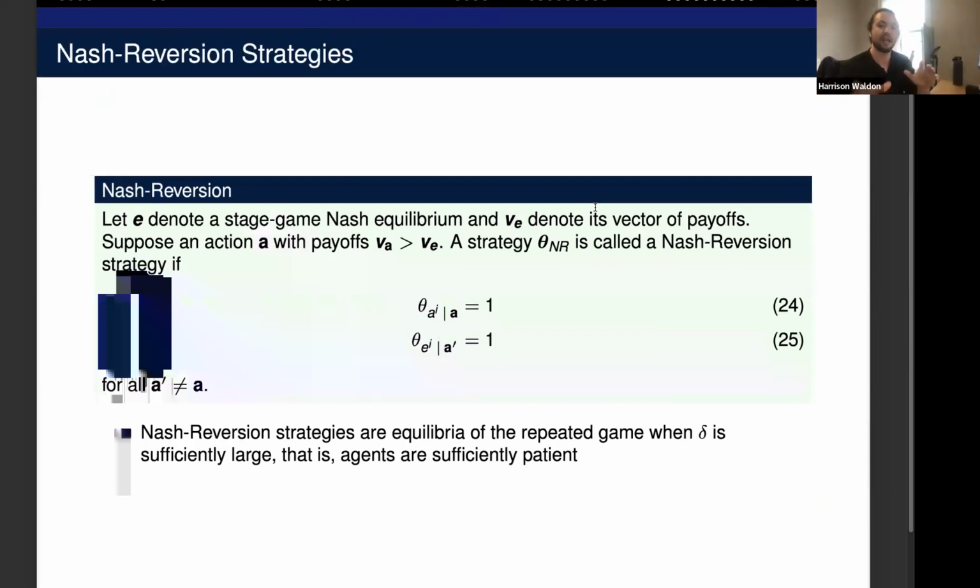If every agent quotes those prices, I'll continue to quote those prices. But if anyone deviates, then I'm just going to go to the competitive price. These strategies are a true equilibrium of the game. So in some sense, they are a rational outcome.